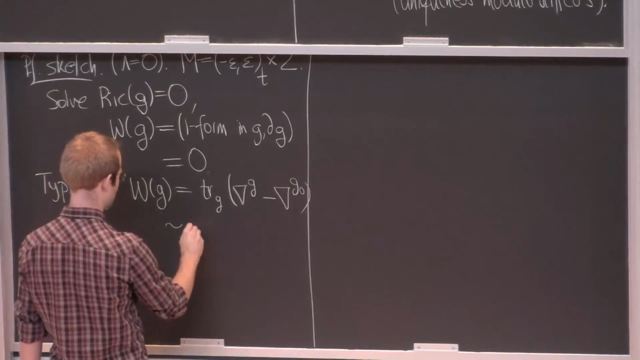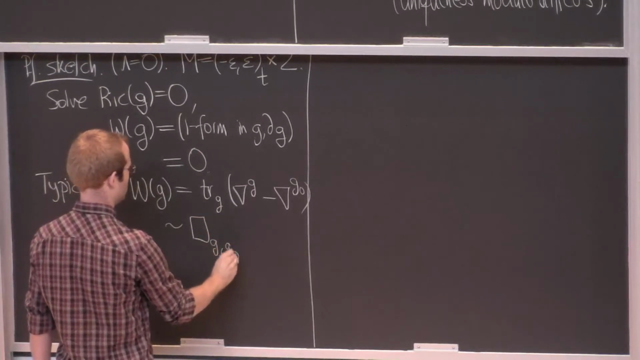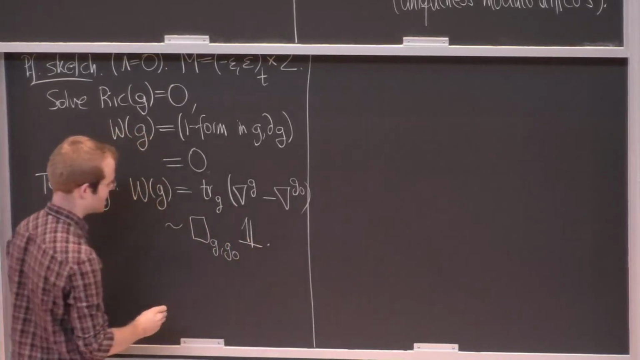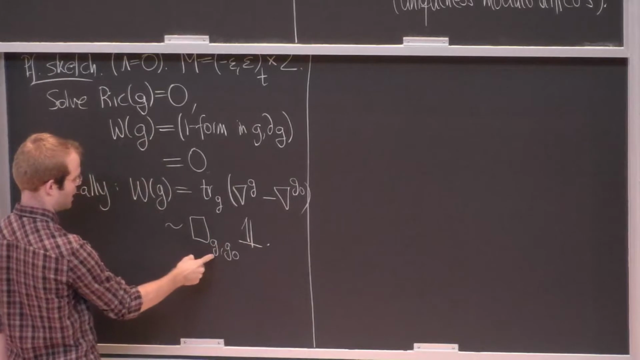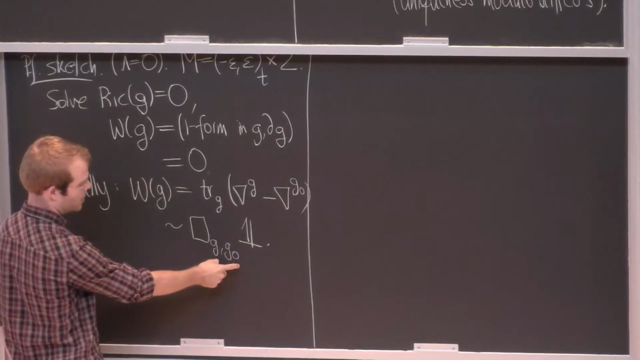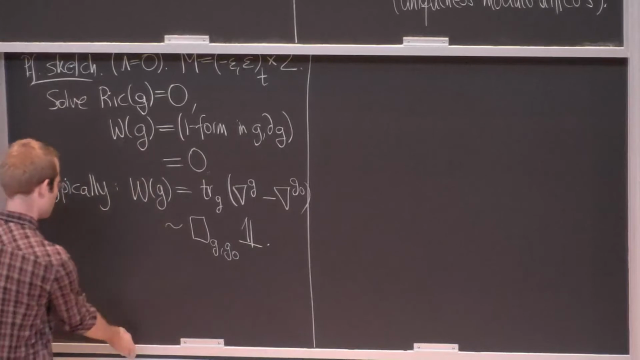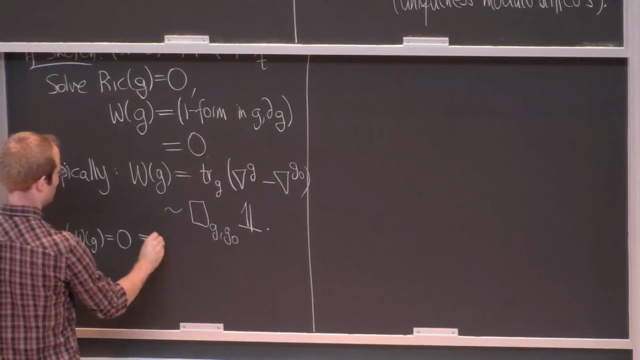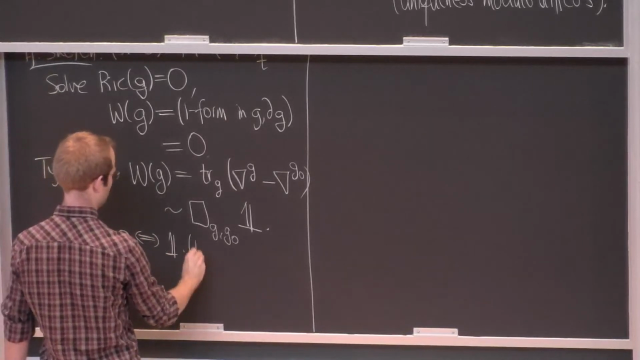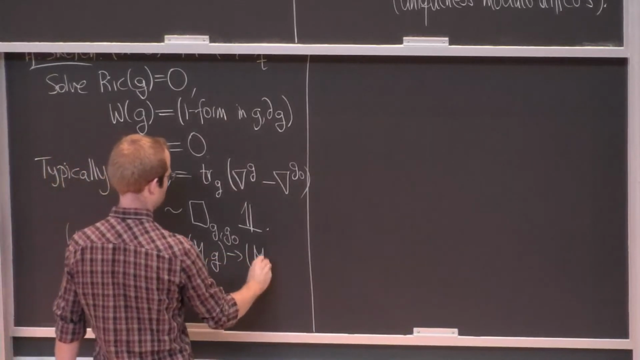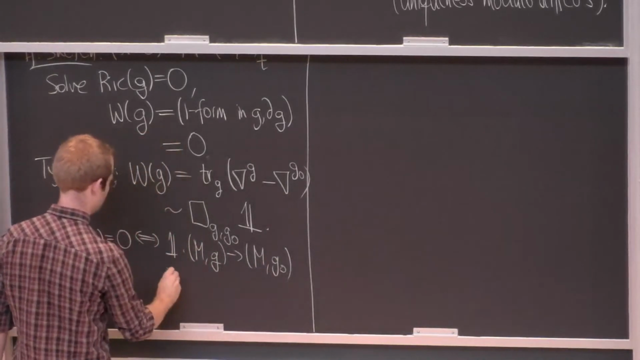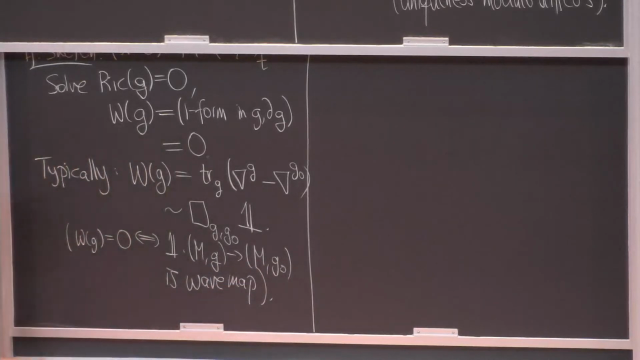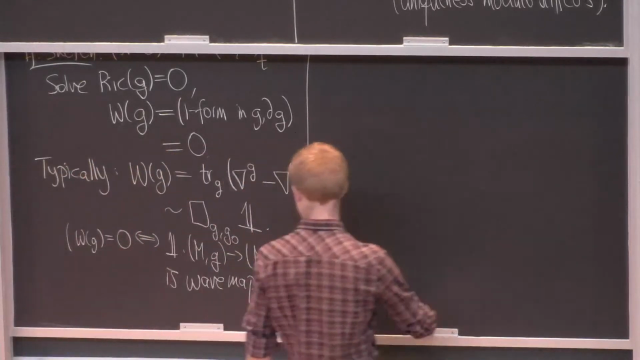This is also basically the same as, I think it's called the stress tensor for a wave map. So you're asking whether the identity map from the manifold M, G to the manifold M, G naught is a wave map. Okay, so let me just write that down. So W of G is equal to 0 if and only if the identity map from Mg into Mg naught is a wave map. Okay, so obviously you can do many more general things, but let's leave it at that.